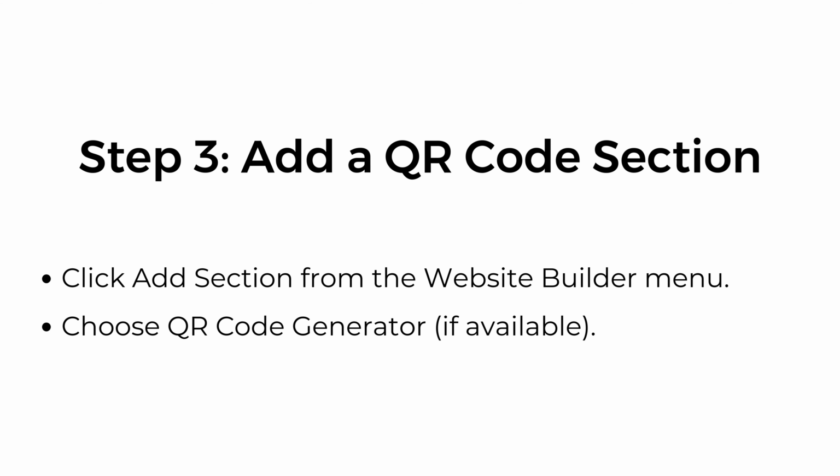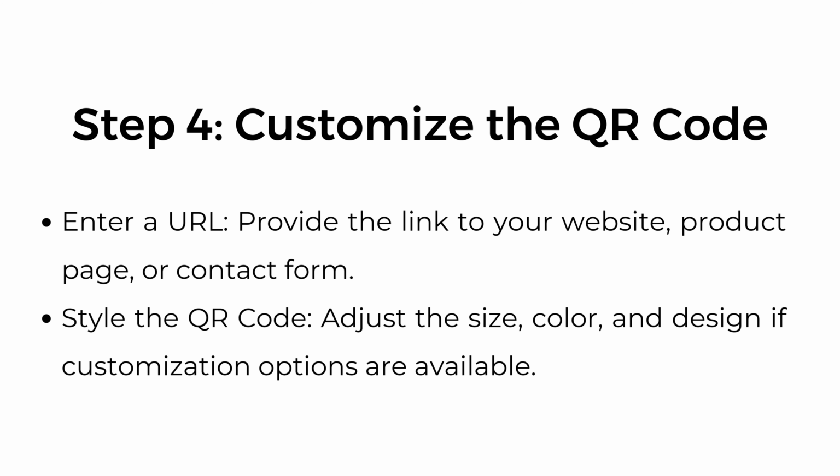Step 3. Add a QR code section. Click Add Section from the Website Builder menu. Choose QR Code Generator if available. Step 4. Customize the QR code. Enter a URL. Provide the link to your website, product page, or contact form. Style the QR code. Adjust the size, color, and design if customization options are available.